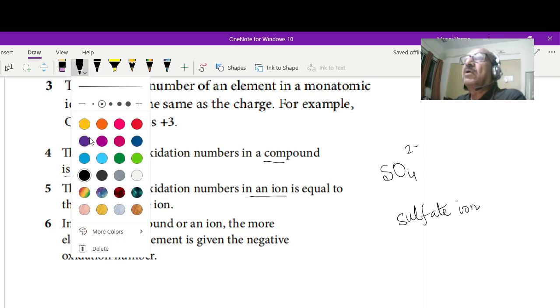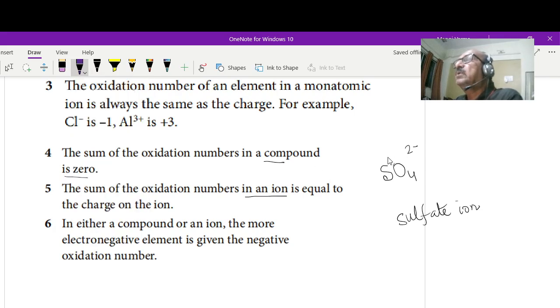So going according to the rules, we can always give a -2 value to oxygen, that we have already learned from the rules. So for 4 oxygens, the total should be -8. Now what about sulfur? Can it be +8? Because +8 minus 8 is 0? No, it won't be +8.